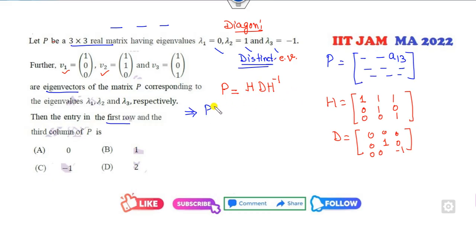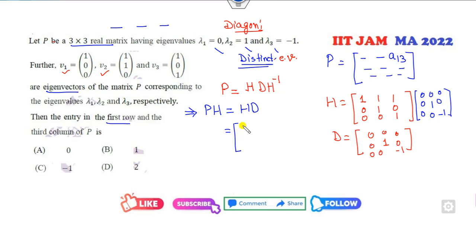If I post multiply by H, then it will be my D of H inverse. Sorry, post multiply by H. So H inverse will be cancelled out. So it is my H into D. So now it could be easy for me. I can multiply this by D. So it is 0, 0, 0, 0, 1, 0, minus 1, 0. This is my HD.